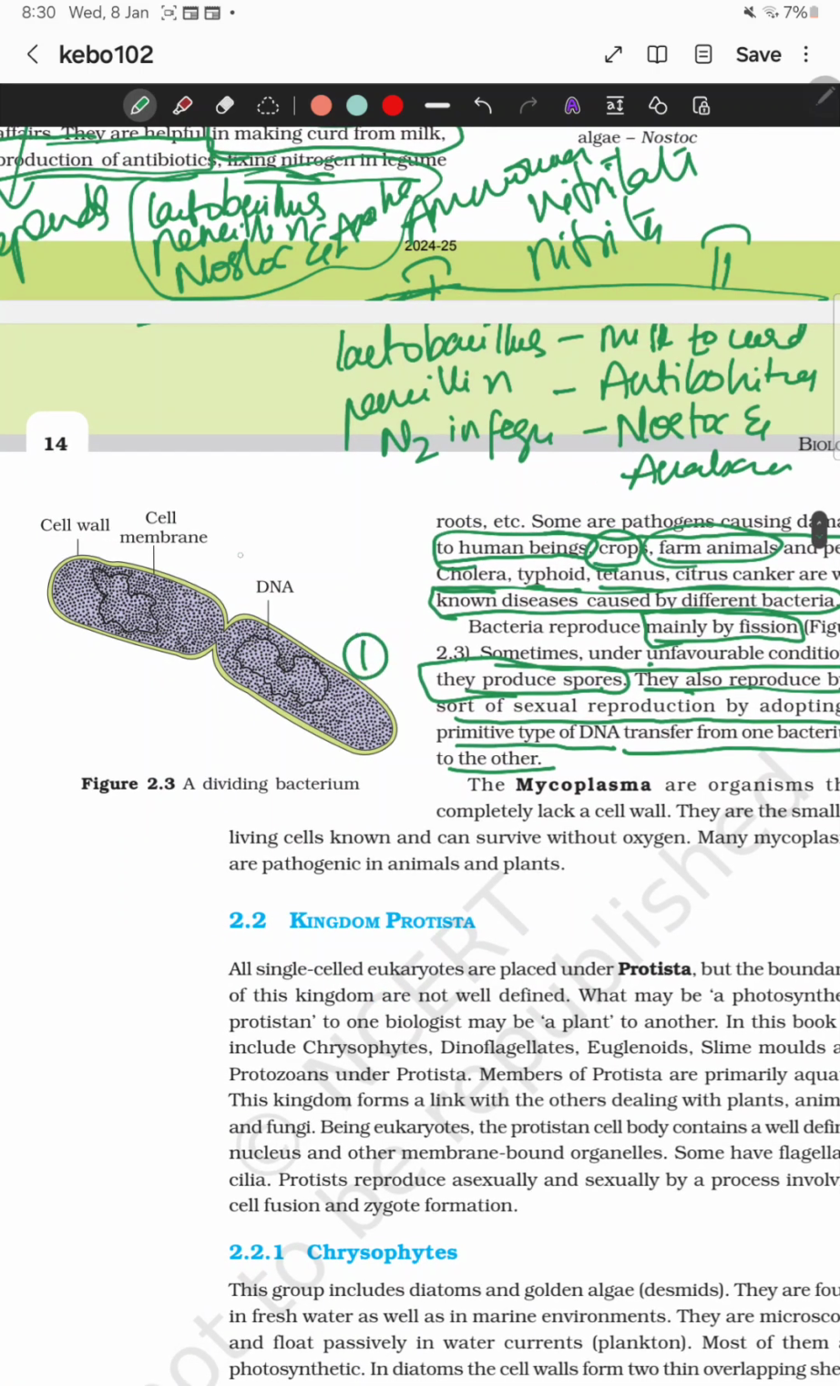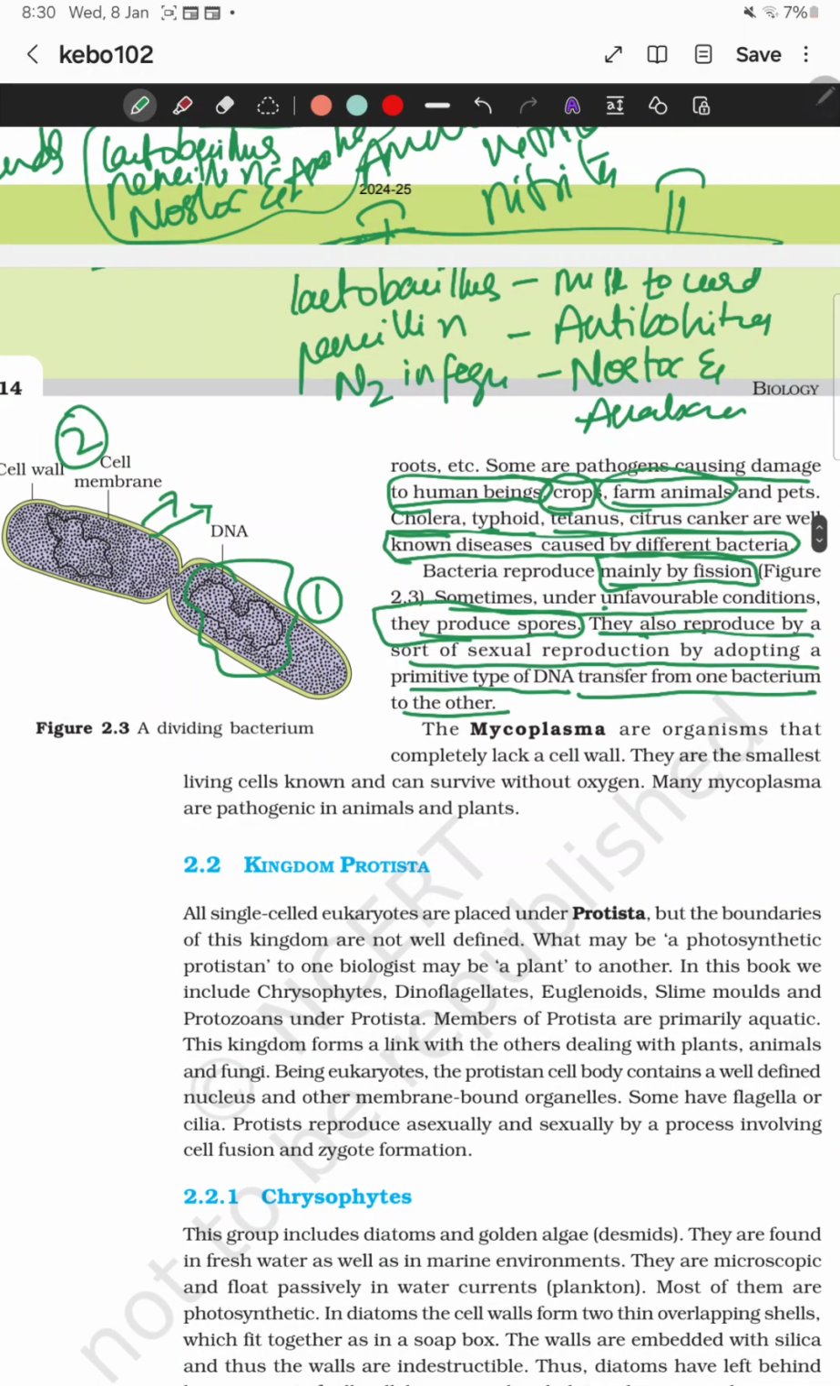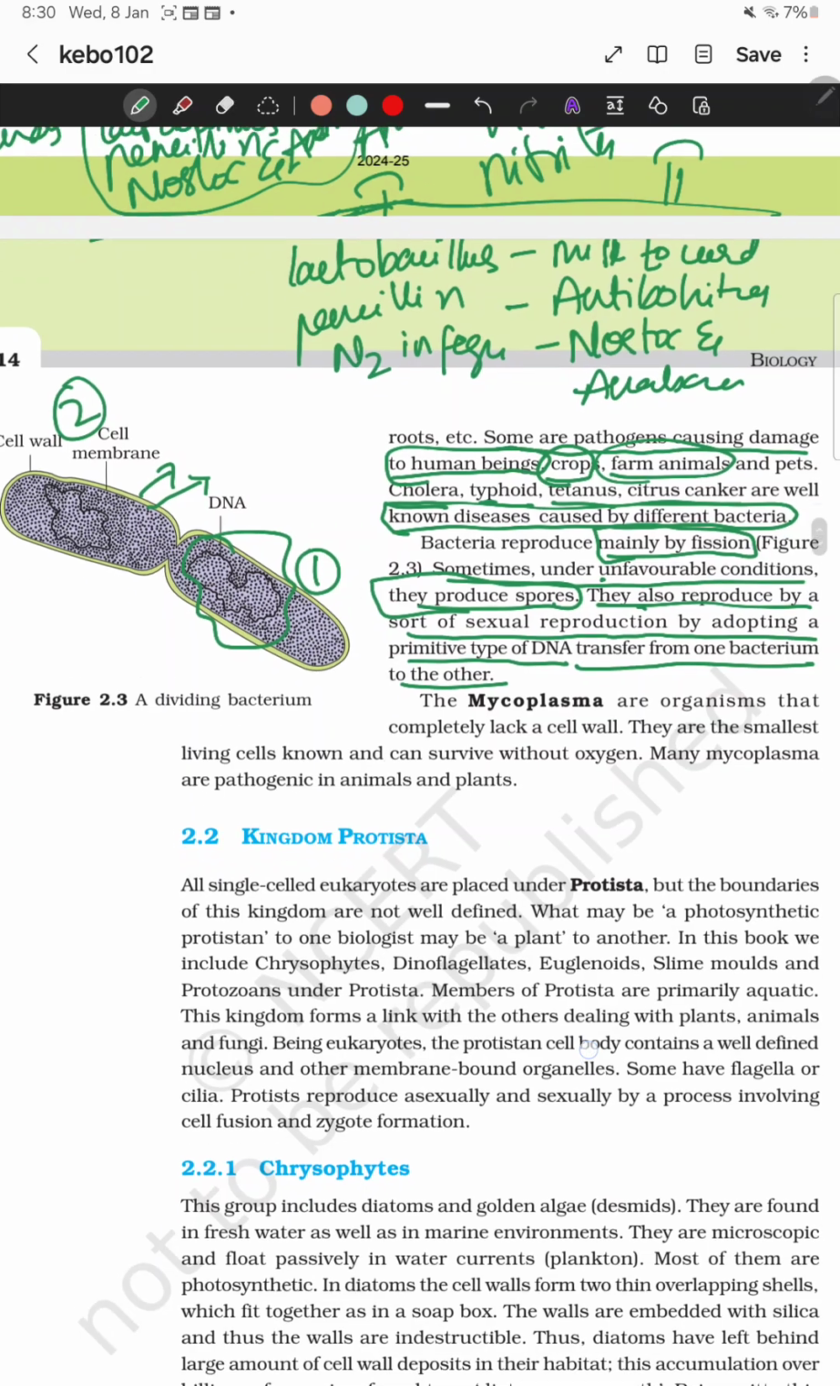This is bacterium 1 and this is bacterium 2. This is the cell wall, the second layer is the cell membrane, and inside it is the DNA. Due to this process, sexual reproduction is done by the transfer of DNA.